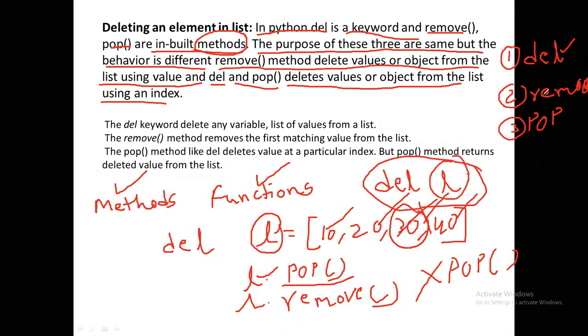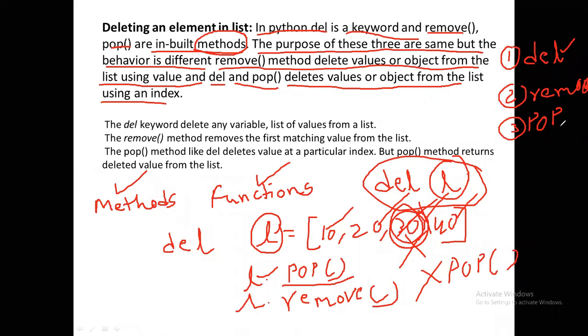And coming to remove. The remove method deletes values. So for example, delete 30. I want to delete this value 30. Then I am going to use remove.